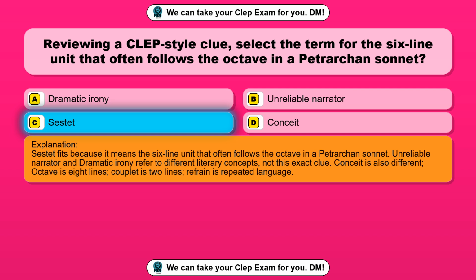Sestet fits because it means the 6-line unit that often follows the octave in a Petrarchan sonnet. Unreliable narrator and dramatic irony refer to different literary concepts, not this exact clue. Conceit is also different; octave is 8 lines, couplet is 2 lines, refrain is repeated language.